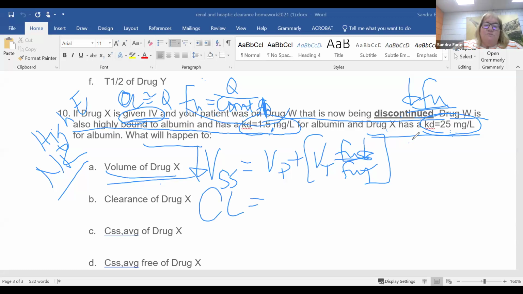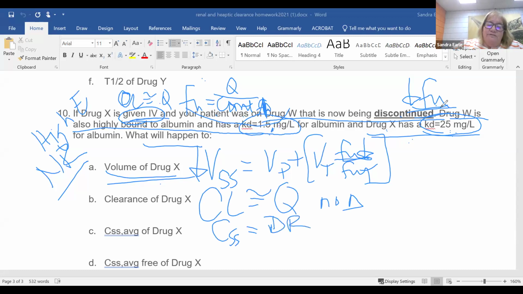And what about clearance? Clearance is pretty straightforward. Clearance is really just dependent upon Q because it's a high extraction drug. Therefore, will binding changes affect it? Nope, no change. Okay, and how about Css? This is total drug, right? I was going to write bioavailable dose rate, but since it's given IV, we don't have to worry about bioavailability. So it's going to be dose rate divided by clearance, which in this case is Q. And again, is a binding change going to affect that? No change.